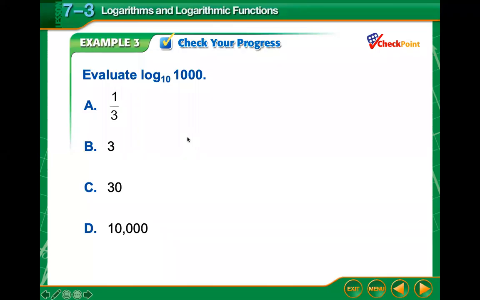But go ahead and try this problem. Pause the video to give yourself a chance to try it. And you should get 3.